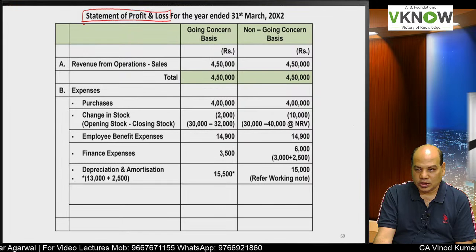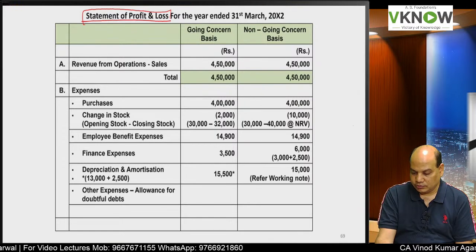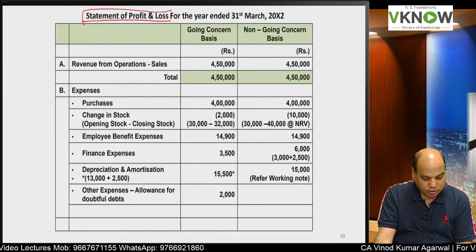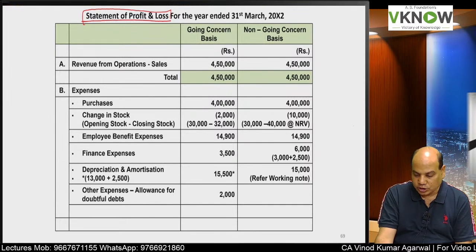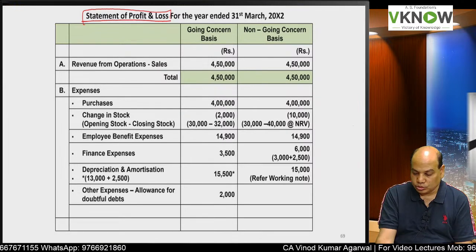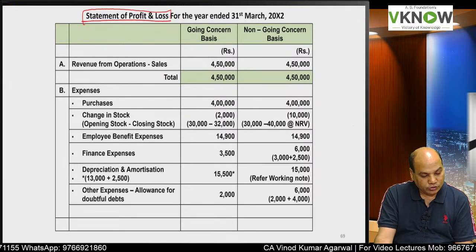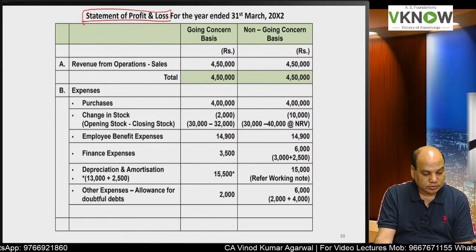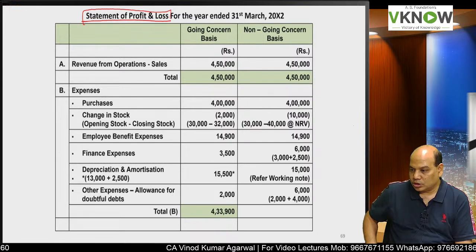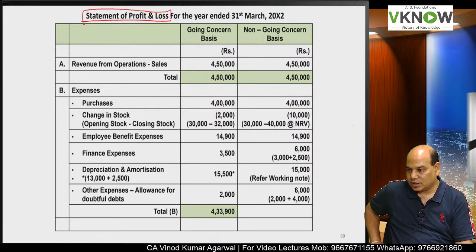What was working note 1? 15,000. Very good. One more, write other expense. Under other expense, write allowance for doubtful debt. If it is going concern, only take 2,000 rupees. But if it is not going concern, the other 4,000 also becomes doubtful. Collection of 4,000 from the other customer also will become doubtful, 6,000. Tell me the total of B, total of expenses. Students will do it. I will check.